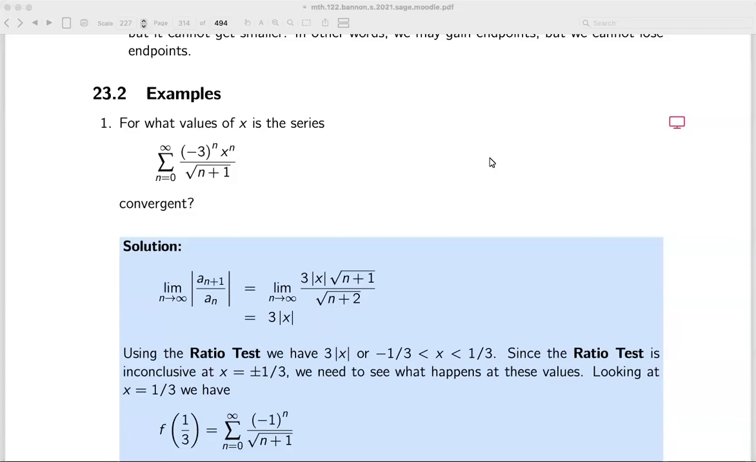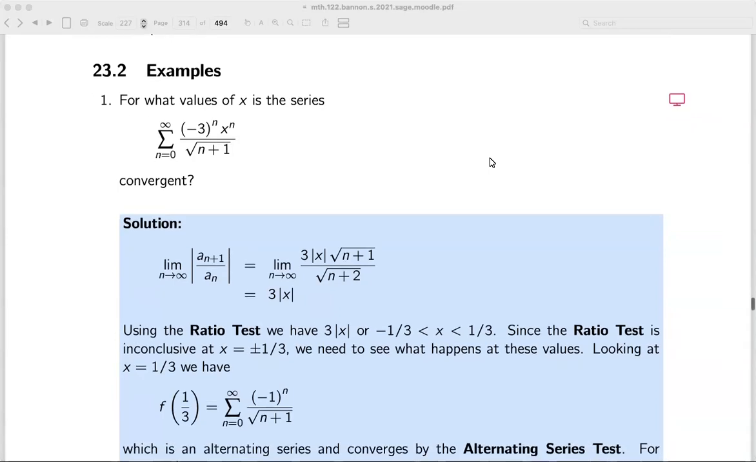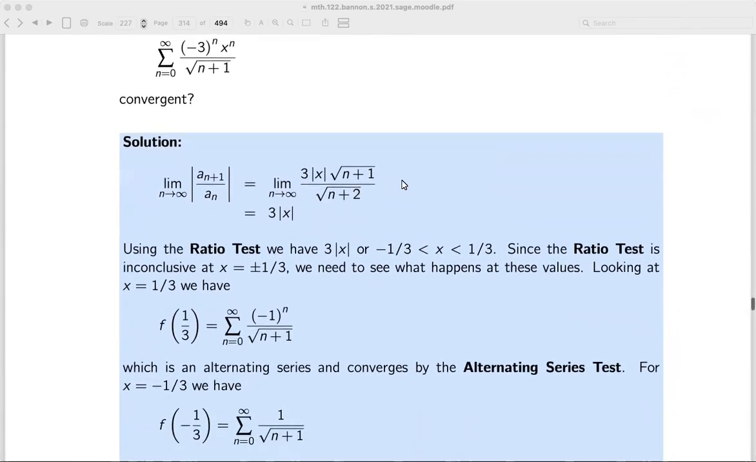Okay, we're in section 23.2. This is the examples from section 23 of the notes. I'll go through the examples. Again, there's work down here for you.